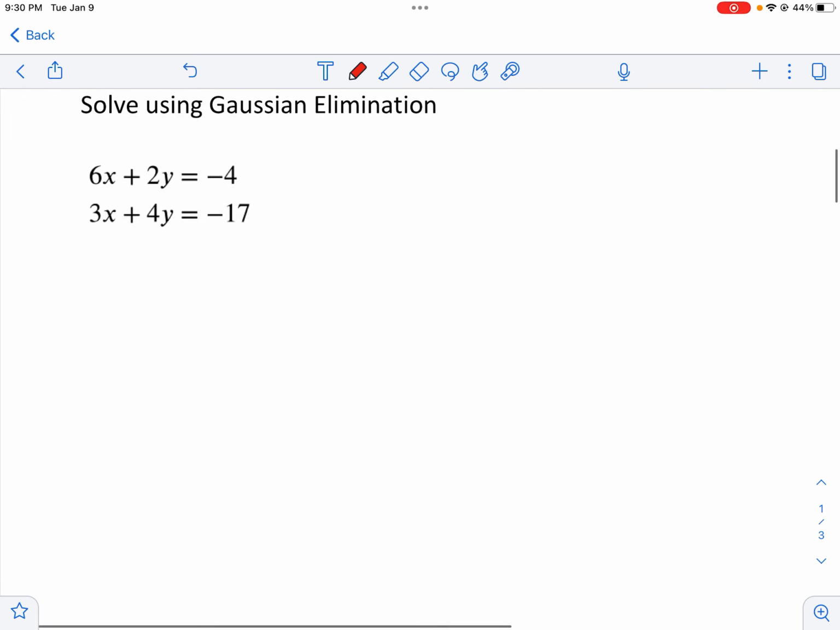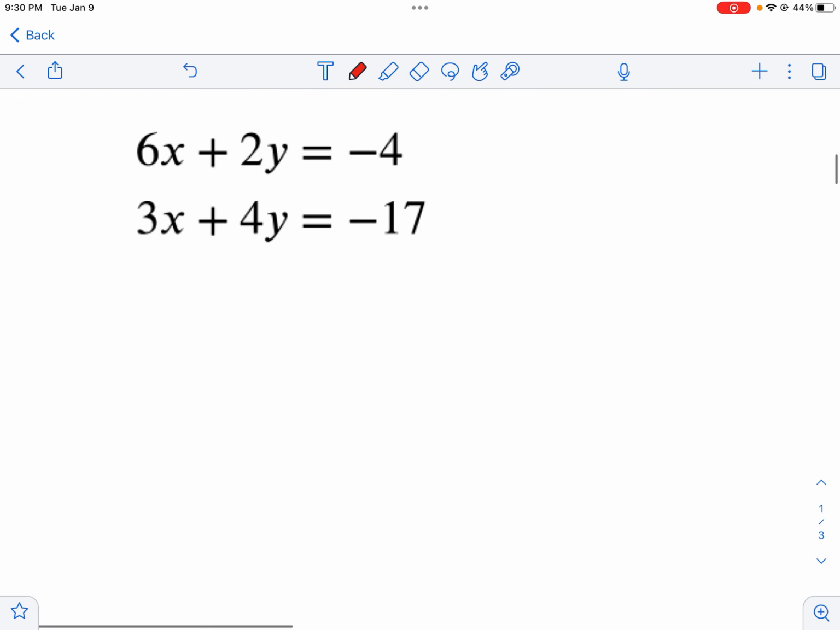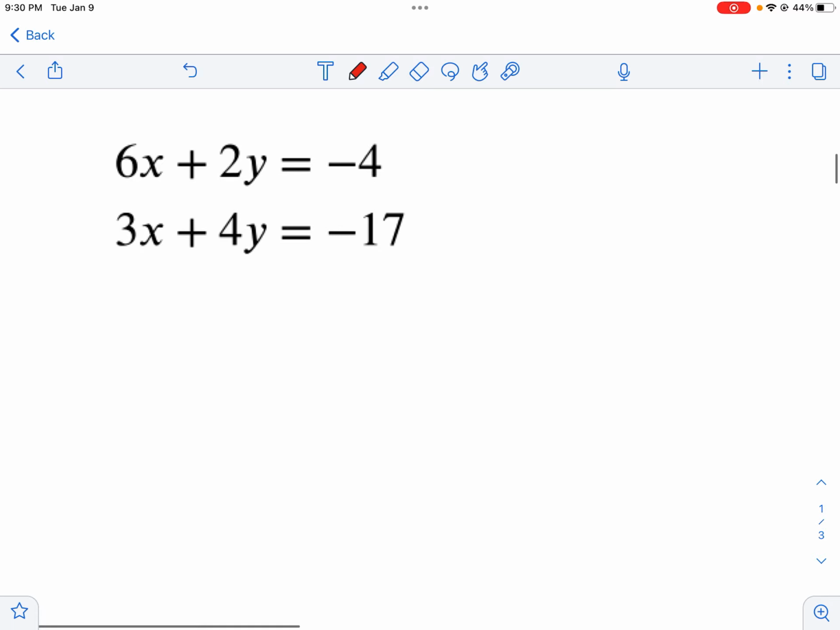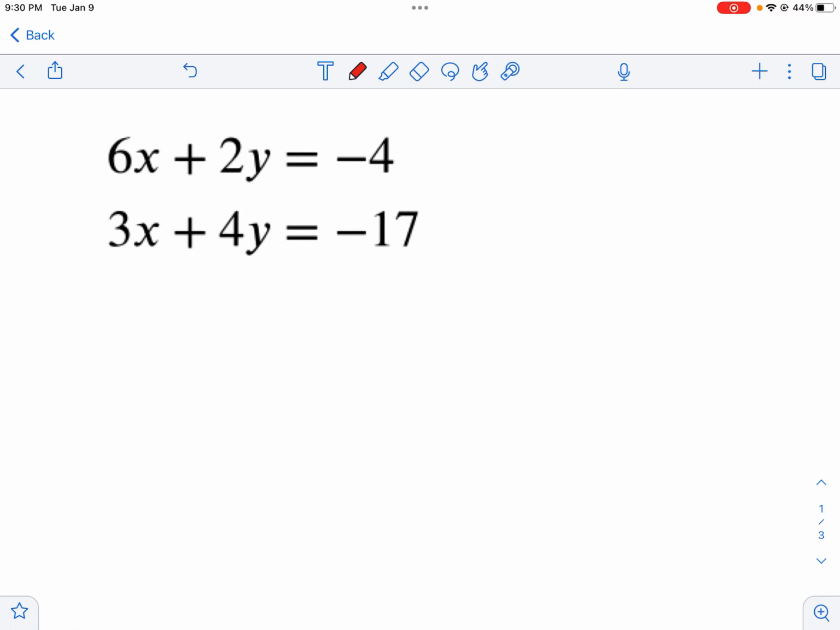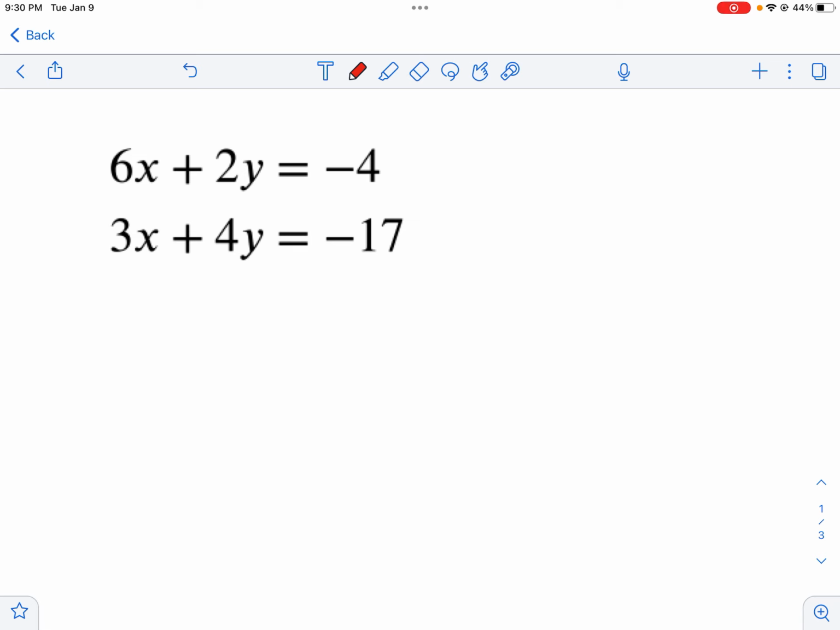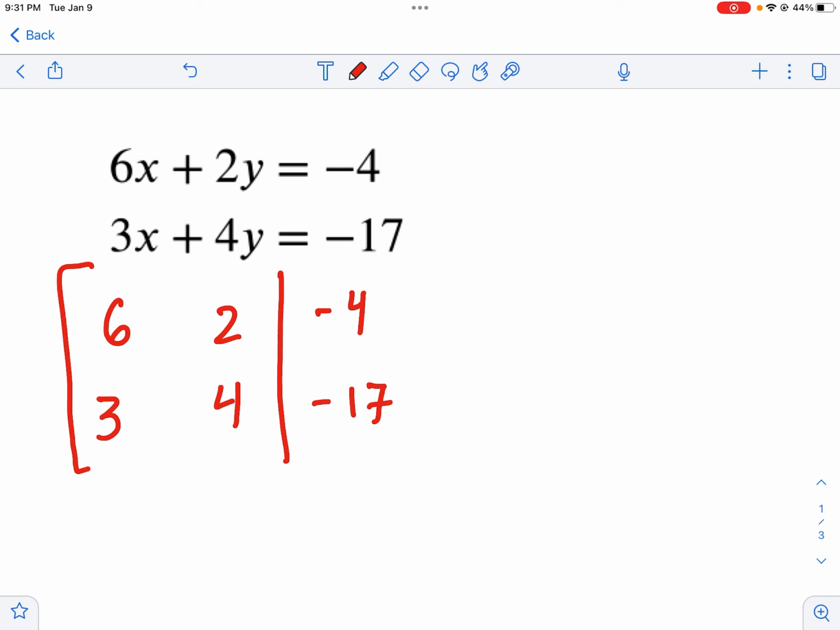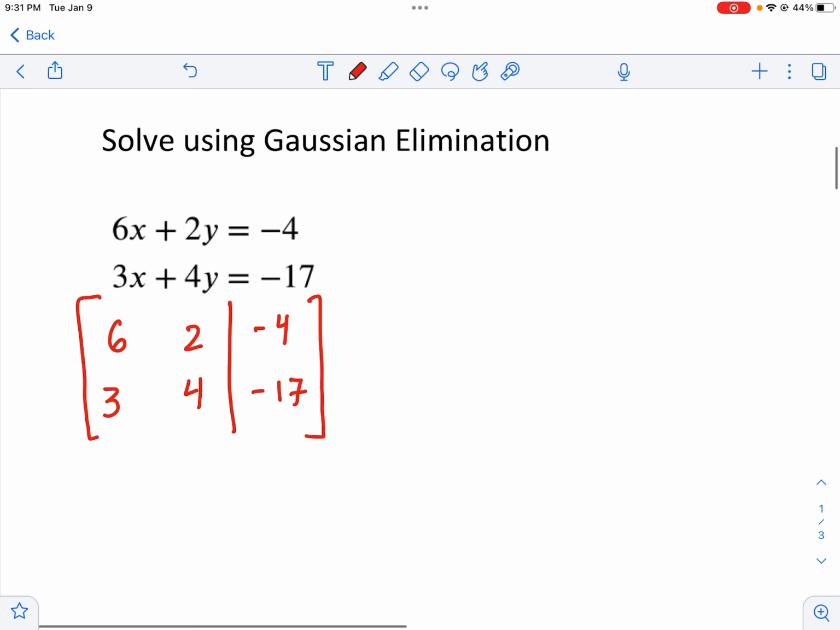So it goes like this. Say you have a normal system here. We can rewrite this as 6, 2, 3, 4. And I like to do the dotted lines. The book actually does a solid line. It's up to you, however you want to do it. So it looks like this. So that is your start. You're going to want a little space.